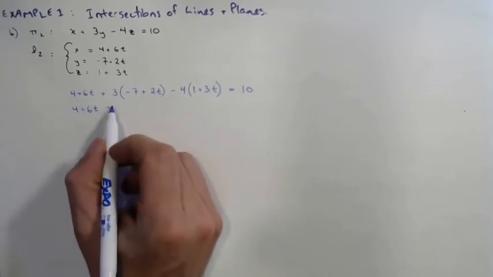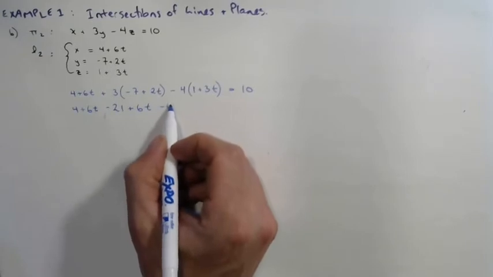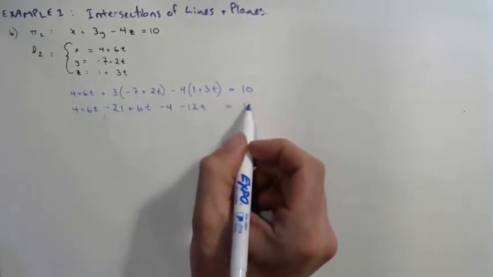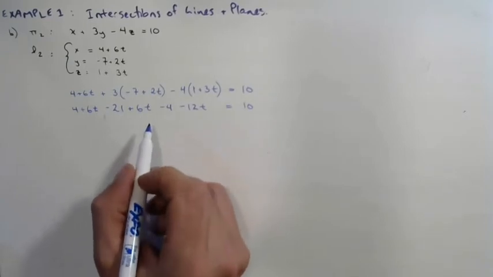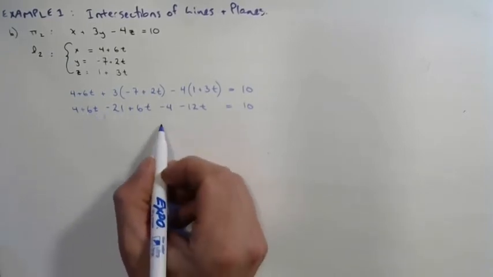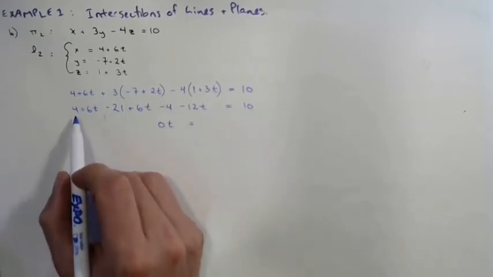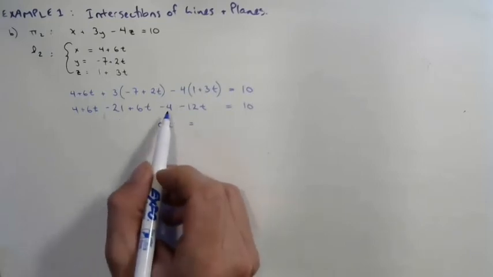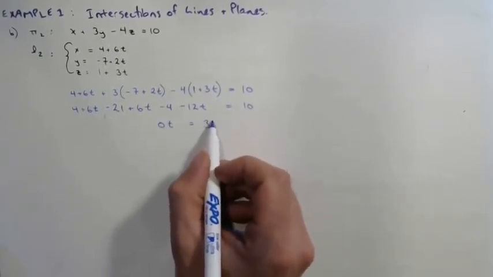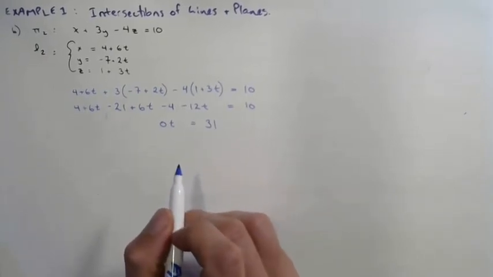We've got negative 21 plus 6t minus 4 minus 12t equals 10. Keep my t's on the left. We've got 6 minus 12 is negative 6t, sorry, 6t minus 12t, and now we've got 4 minus 21 minus 4, so that's going to be negative 21. I'm going to add 21 to both sides. Gives me 0t equals 31.